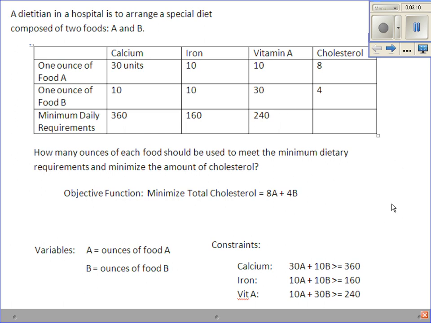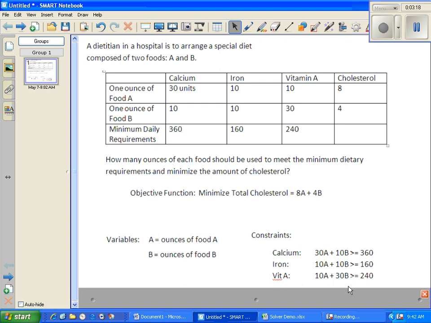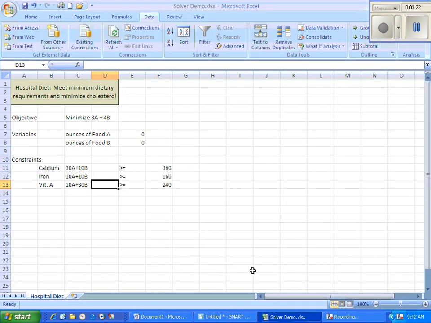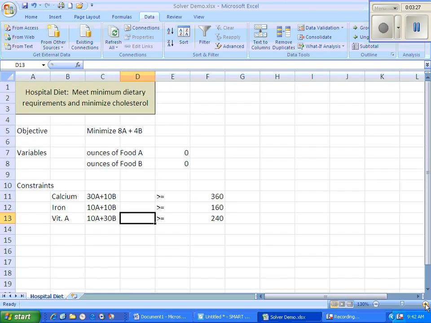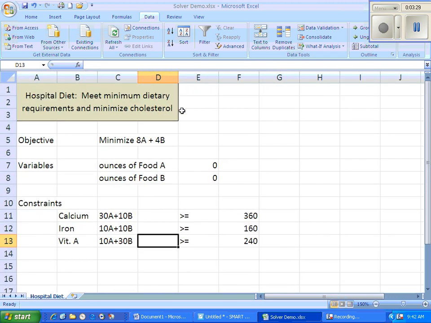Okay, so now that we've got the problem set up, we know our objective function, what our variables are, and our constraints, let's go ahead and look at Excel. I did some of the setup already, and let's make this a little larger for you to see. So we're still working on the same diet problem.